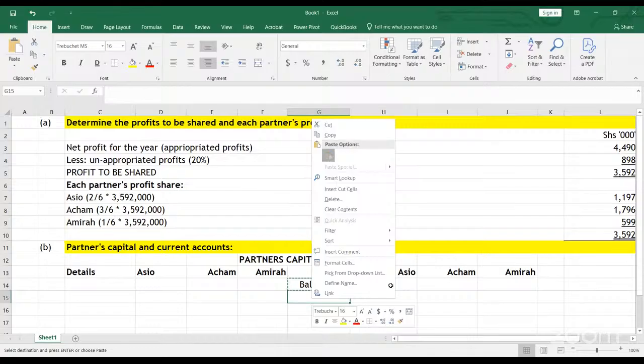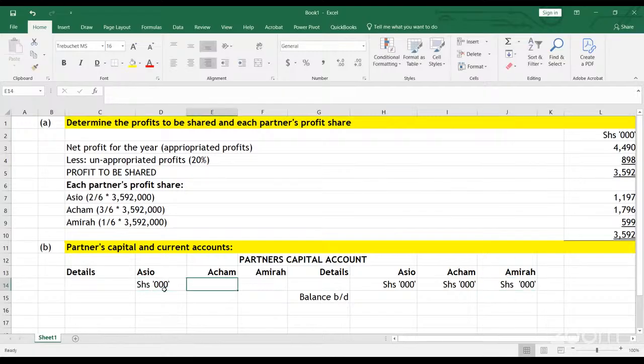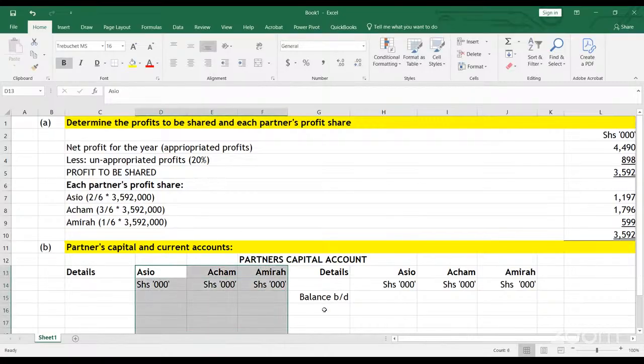I think I need to put shillings and thousands because there is a rounding involved. Shillings and thousands. You have to show that also.